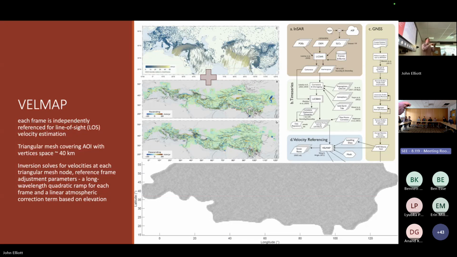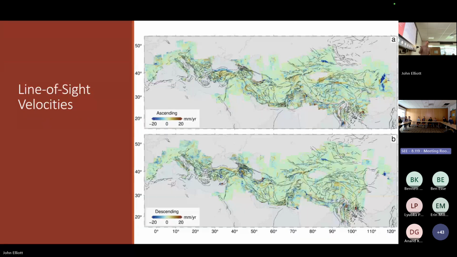And that's to enable us to reference all the line of sight velocity frames. So we've got to adjust all of them. We've got to adjust them for any remaining long wavelength impact that we haven't accounted for. This is usually quadratic or planar. And also doing a linear atmospheric correction with height for any troposphere that we're missing from any of the earlier corrections. So it's just an adjustment to make them all consistent with each other. And it's done over a very large area in one big mesh.